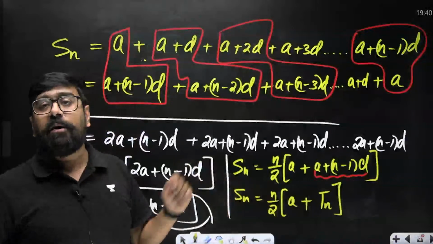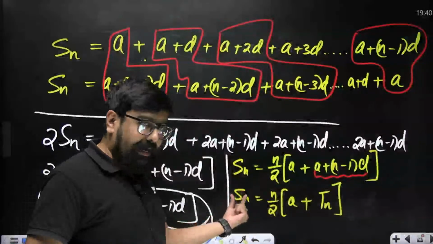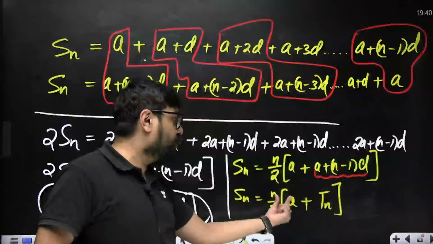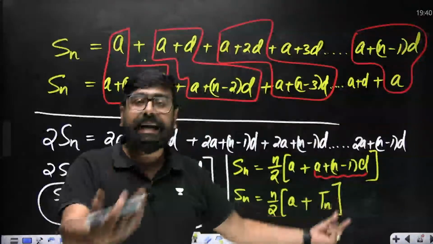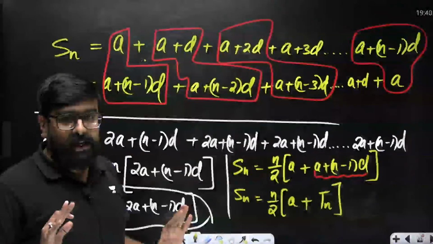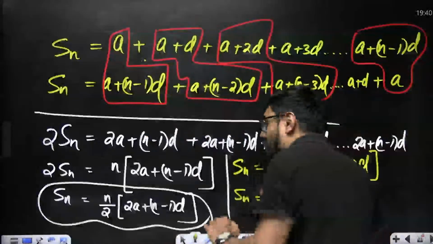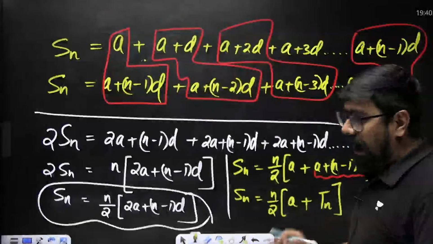If you are finding sum of 100 terms, then S100 will be equal to 100 by 2 into first term plus 100th term. Learn it like this. Understood? Now again, coming back to the question, how did this idea come?